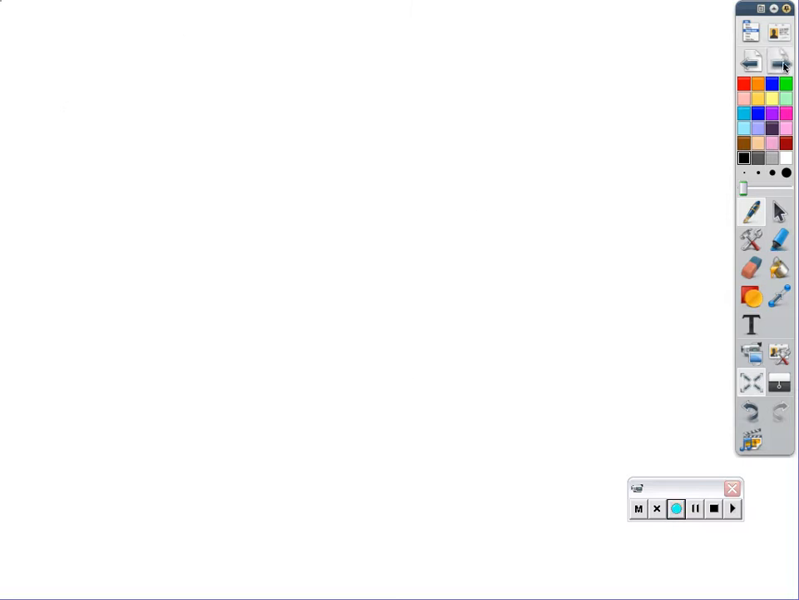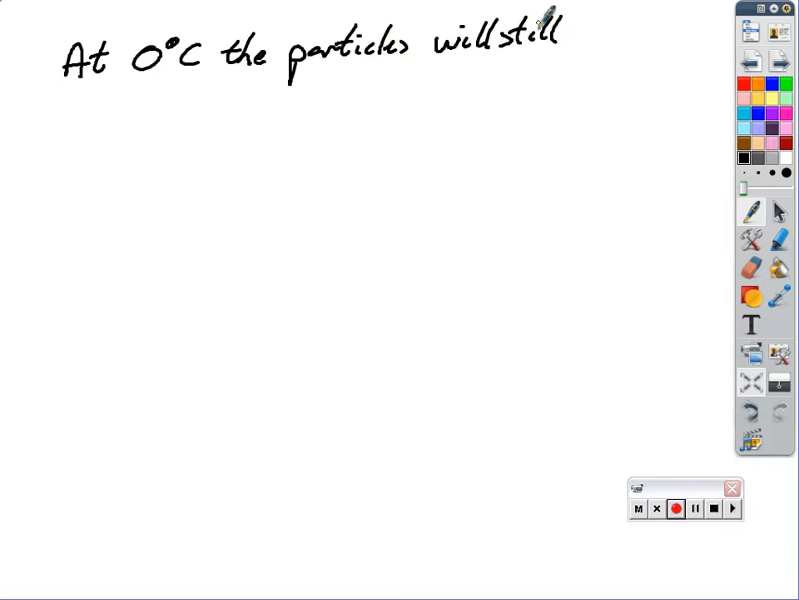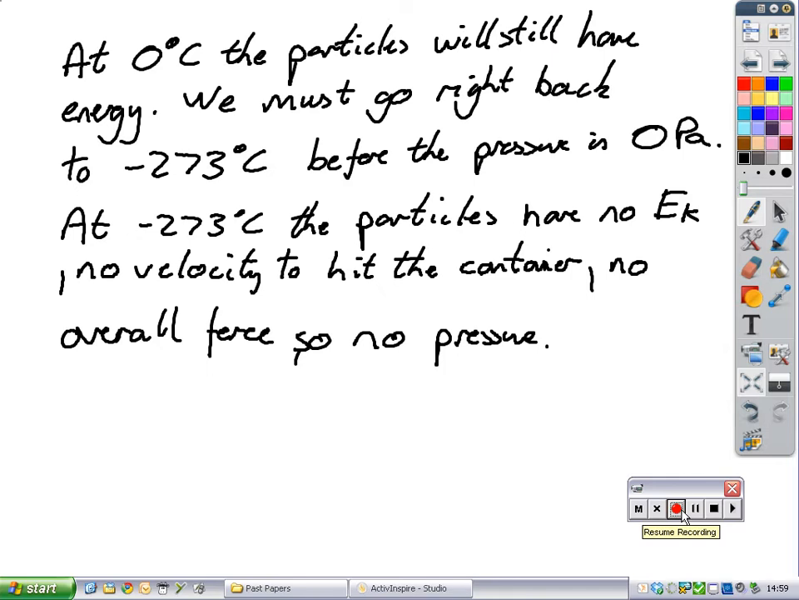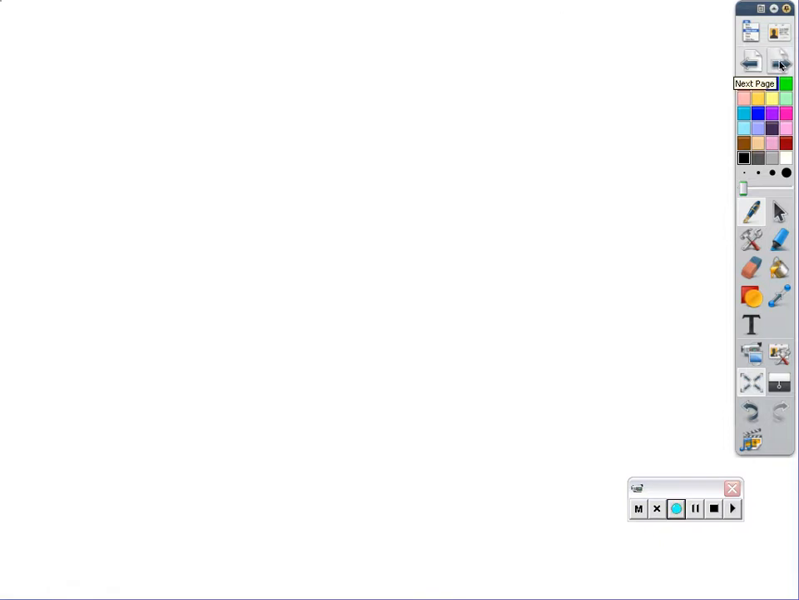So what we had last day was that at 0 degrees Celsius, particles will still have energy. We must go right back to minus 273 degrees Celsius before the pressure is 0 pascals. At minus 273 degrees Celsius, the particles have no EK, no velocity to hit the container, no overall force, so no overall pressure.